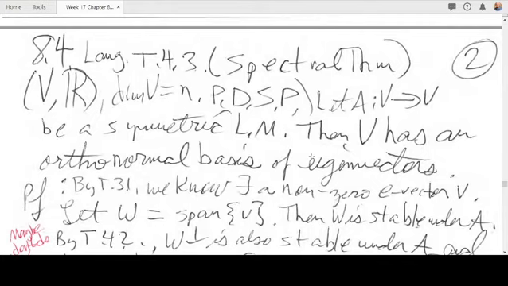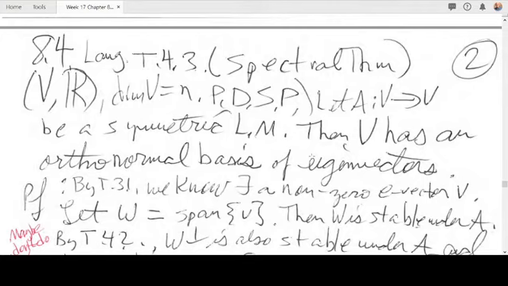This is the main result in this section, the spectral theorem. The set of all eigenvalues corresponding to an operator A is called the spectrum of A. So starting here with the real case, V over R, finite dimension n, positive definite scalar product, with A being a linear operator, symmetric.